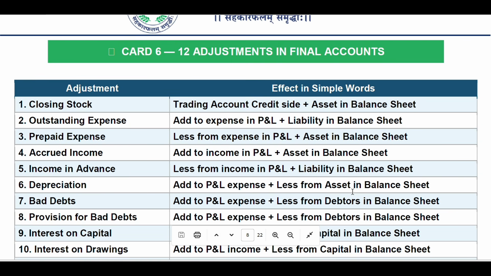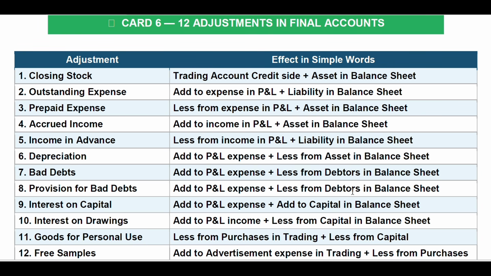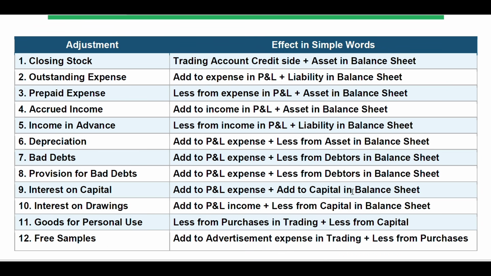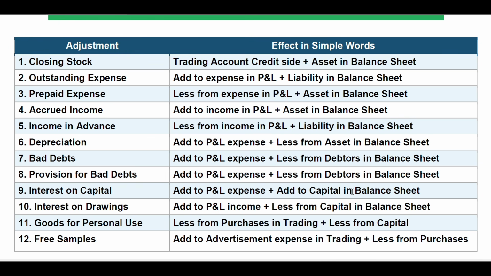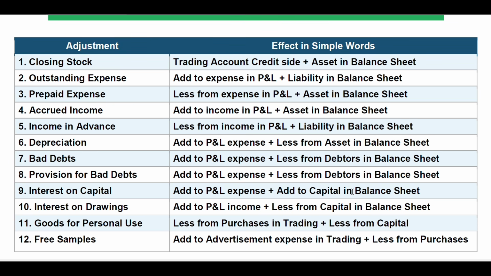So these are the main 12 adjustments for final accounts, which is very important to understand, and you should remember these adjustments. Whatever adjustments are given in the question for the accounts paper, you should be able to mention them in the trading account, the profit and loss account, or the balance sheet. So these are the effects on the balance sheet.